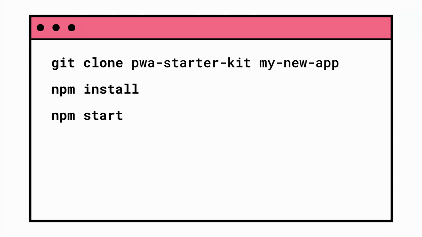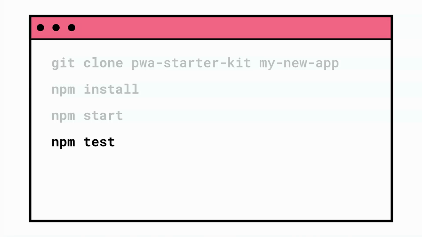So the way you get set up is you clone the repo, you run npm install to get its dependencies, you run npm start to make it go and to see it locally. If that worked out well, you can run npm test to see how we do testing and to see that it's actually passing all its tests.